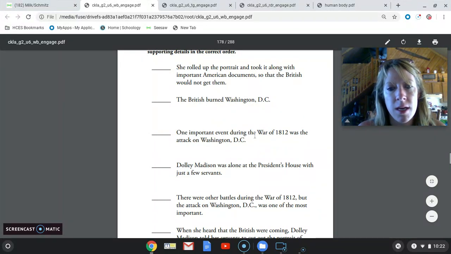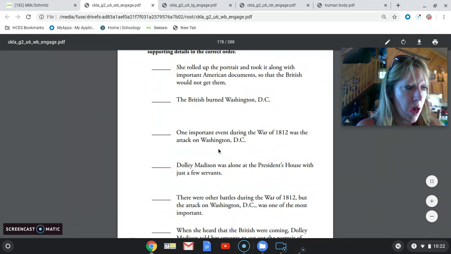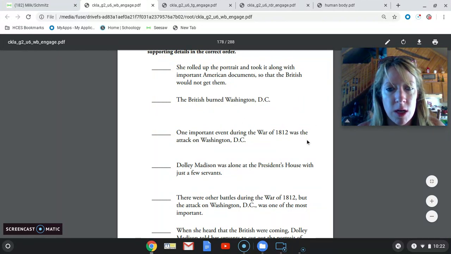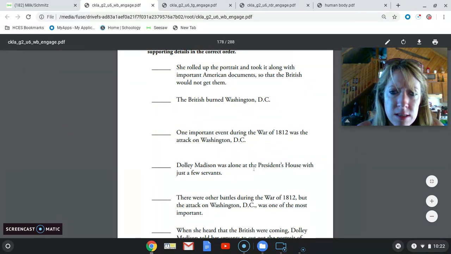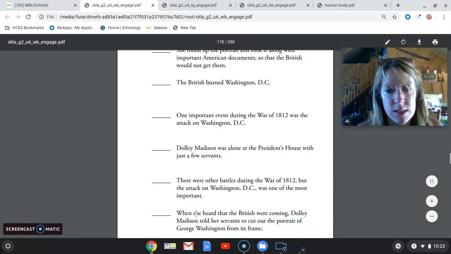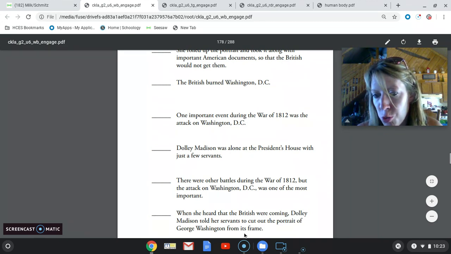Then we need to find what would come next. And let's see. One important event during the War of 1812 was the attack on Washington, D.C. Dolly Madison was alone at the president's house with just a few servants. That would be a one. And let's talk about her some more. When she heard that the British were coming, Dolly Madison told her servants to cut out the portrait of George Washington from its frame. Yeah?